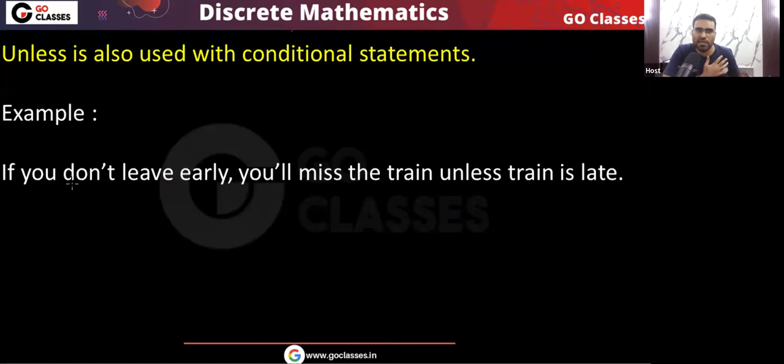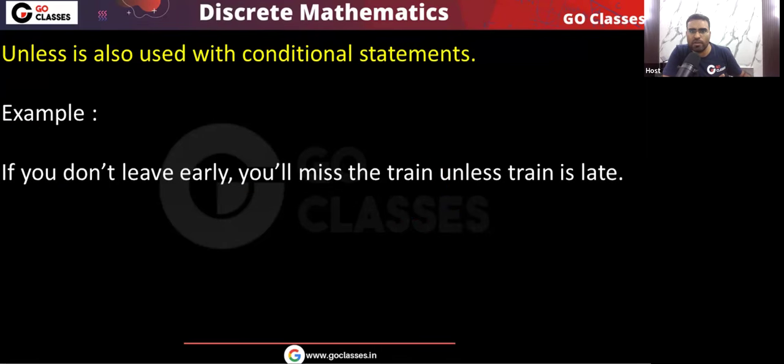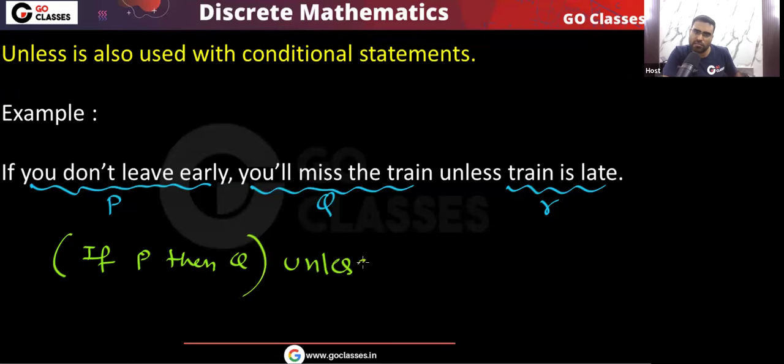For example, if I say, if you don't study, you will not crack the GATE exam unless you are lucky. So remember this unless, this is another part and this is another part. So how to translate this? Very simple. Let's see the translation. This is P, this is Q, this is R. Then finally your statement is simply like this. Basically, if P, then Q, unless R.